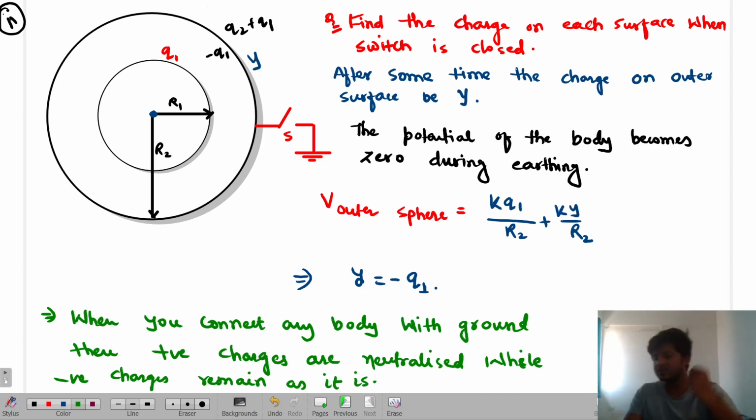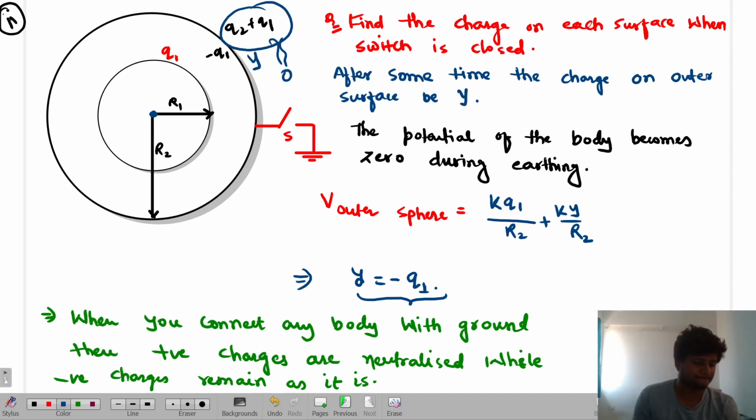Because the charge will move from the higher potential to the lower potential. So the higher potential is of Q2 plus Q1 and ground is 0. So these charges will move towards the ground. This one will not move. So that is why the net charge left on the sphere is how much? Minus Q1, which shows the reality also, isn't it? Because this whole charge will become 0. Is that clear? Yeah. So should we move to the next question?